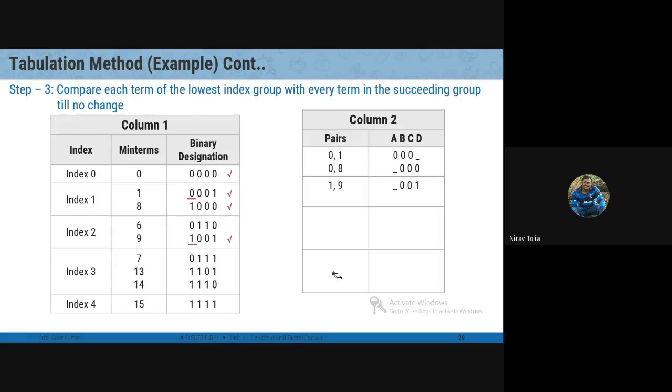Okay, so the possibility of 1 with 6 and 9 is checked. Now we have to check the possibility of 8 with 6 and 9.